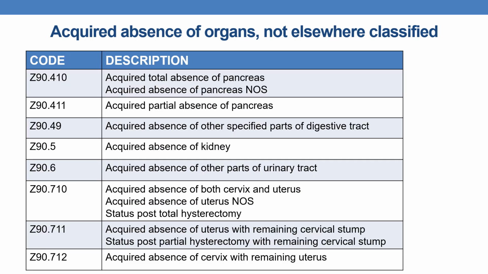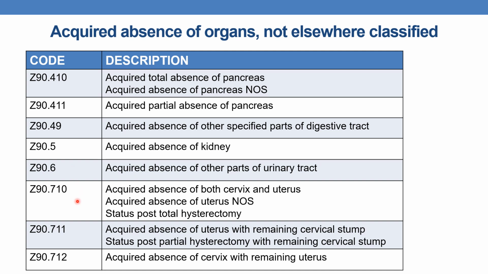The next code is Z90.410. It indicates acquired total absence of pancreas or acquired absence of pancreas. The next is Z90.411. It indicates acquired partial absence of pancreas. The next is Z90.49. Indicates acquired absence of other specified parts of digestive tract. The next is Z90.5. Indicates acquired absence of kidney. Z90.6 indicates acquired absence of other parts of urinary tract.